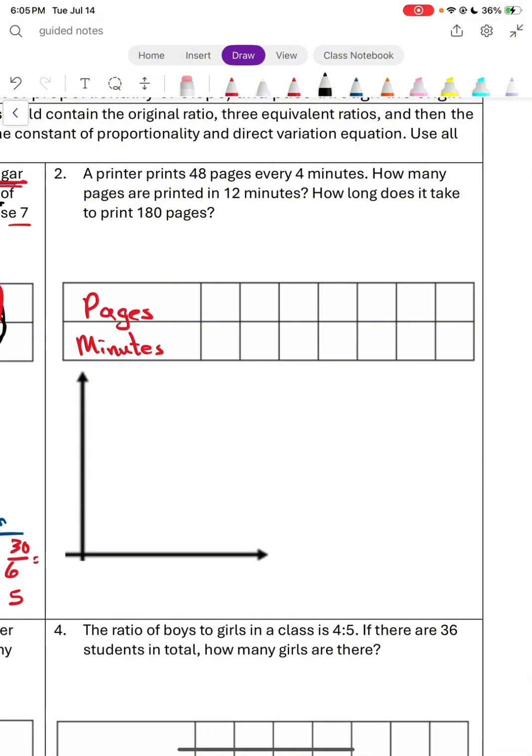Okay, I'm going to solve another one of these ratio problems. It says a printer prints 48 pages every 4 minutes. So 48 pages for 4 minutes. And again, I'm going to make a little table here just to hopefully make this make a little bit more sense. Now, the first thing I'm going to do is reduce that.